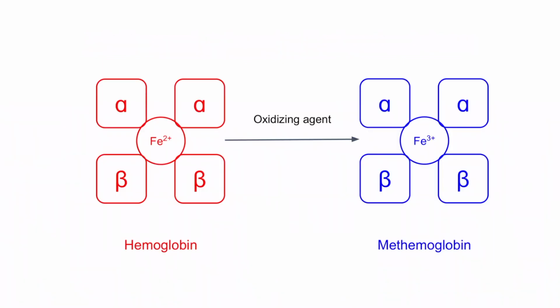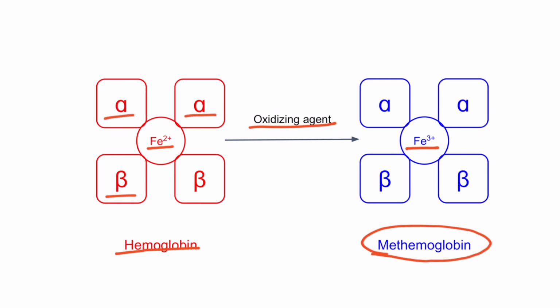The pathophysiology of methemoglobinemia has to do with exposure of hemoglobin to an oxidizing agent that leads to the conversion of ferrous iron, or Fe2+, inside hemoglobin into ferric iron, which is Fe3+, and this results in the formation of methemoglobin. The alpha and beta subunits remain unchanged.